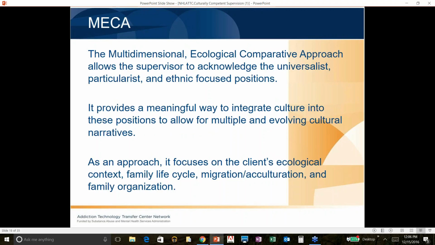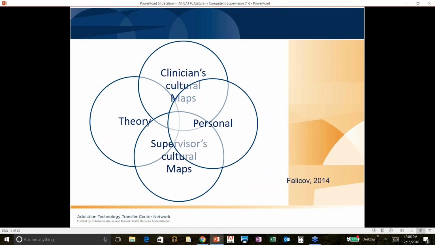So with MECA, this allows the supervisor to acknowledge the universalist, particularist, and ethnic-focused positions, provides a meaningful way to integrate culture into these positions, and as an approach, it focuses on the client's ecological context, family life cycle, migration, acculturation, and family organization. And so I'm going to show you a model here.